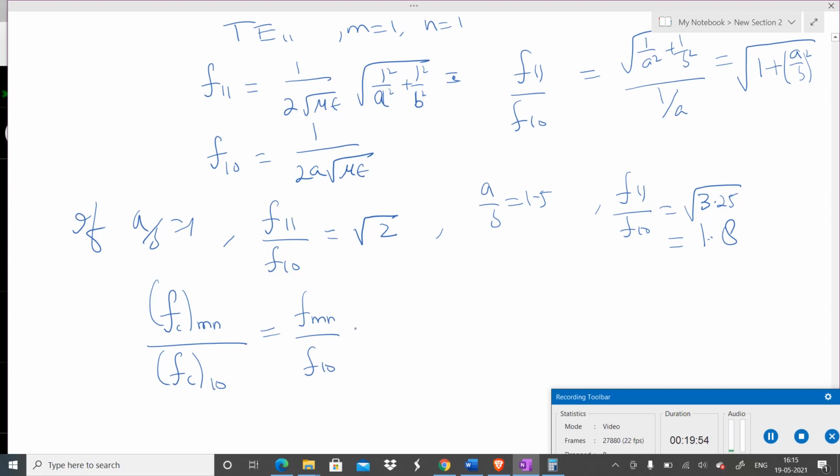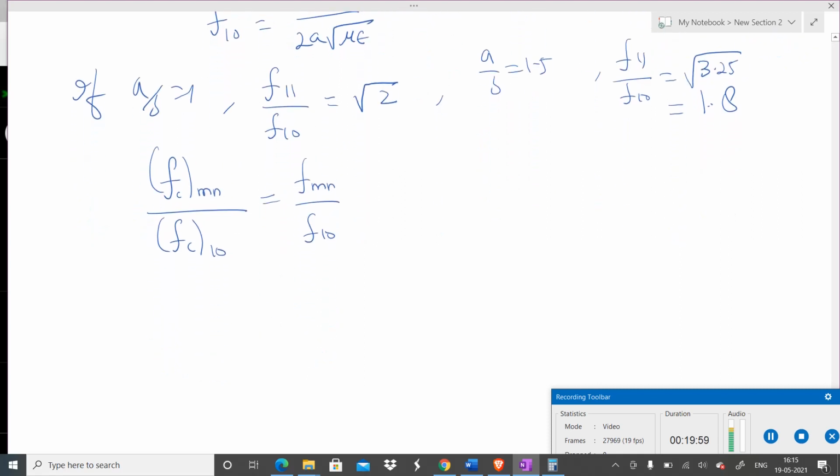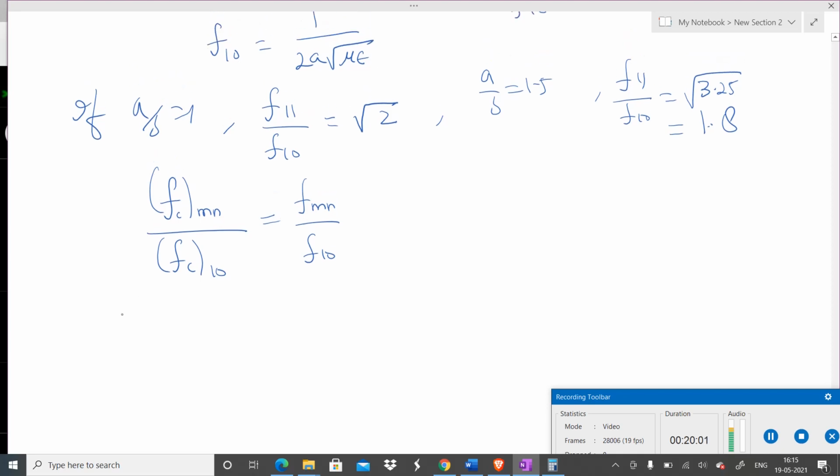So we have now done this. Now there are some more terminologies. One important thing is there is something called a degenerate mode.